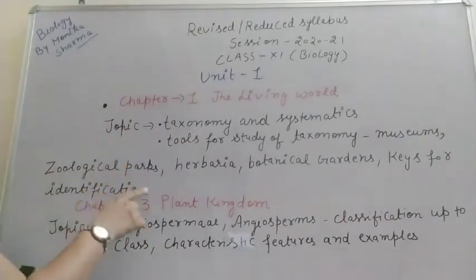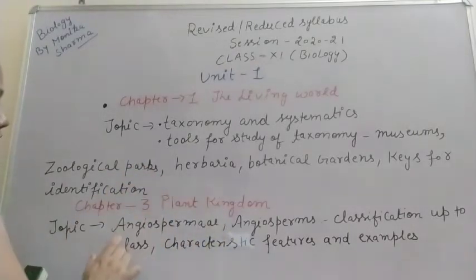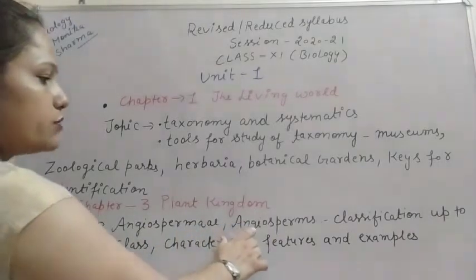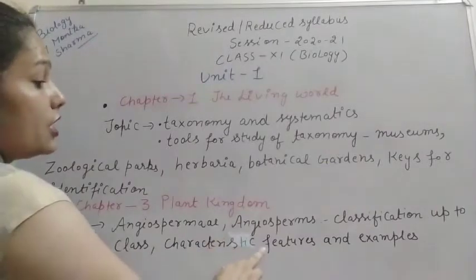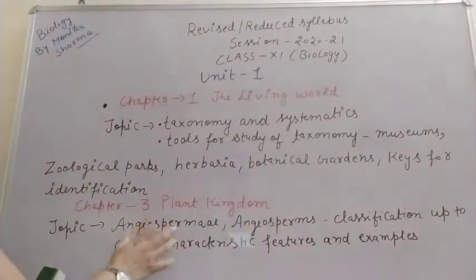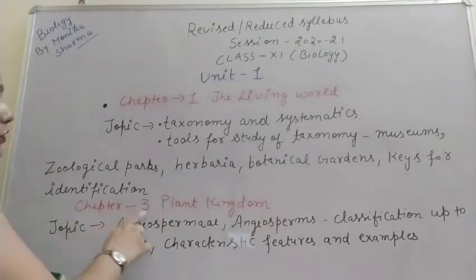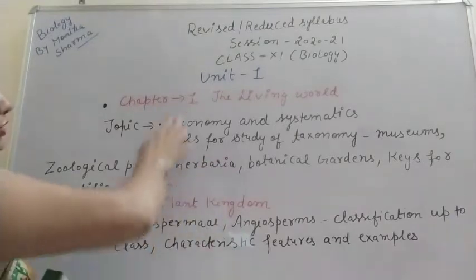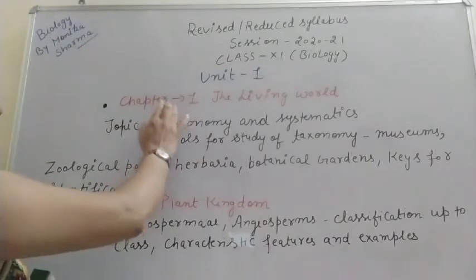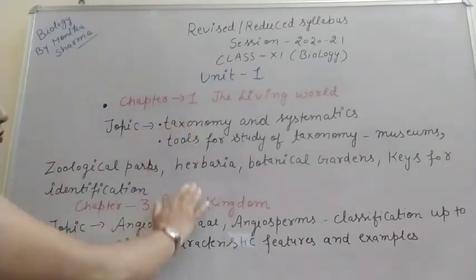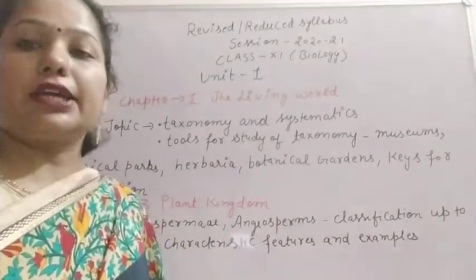Then there is no change in chapter second, and in chapter third, Plant Kingdom, the topic angiosperms, classification up to class, and the characteristics, features and examples, is removed from the syllabus. So that is the syllabus of unit 1st that is removed. From unit 1st there are two chapters, 1st and 3rd, from which these topics are removed.